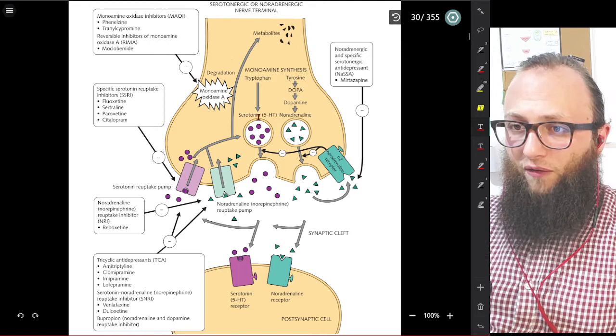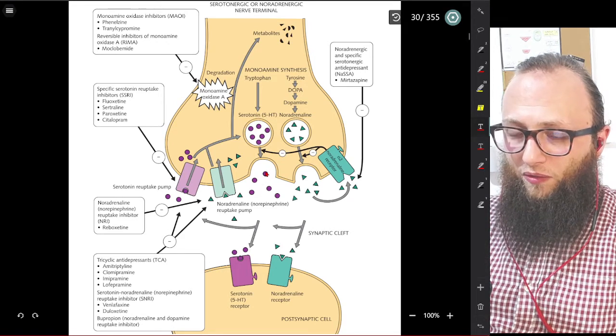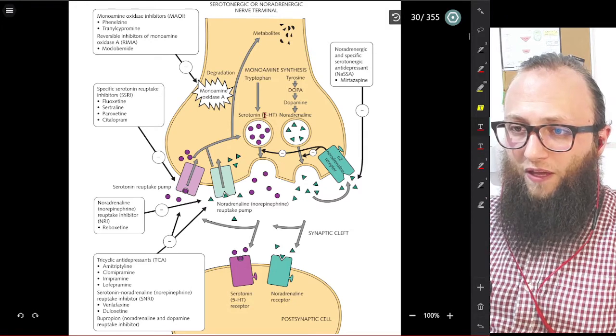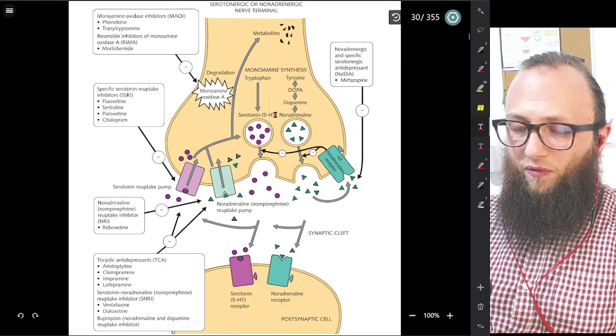For example, here we have serotonin, which is the purple circle. Serotonin, or what's called 5-HT. It's the same thing, serotonin.